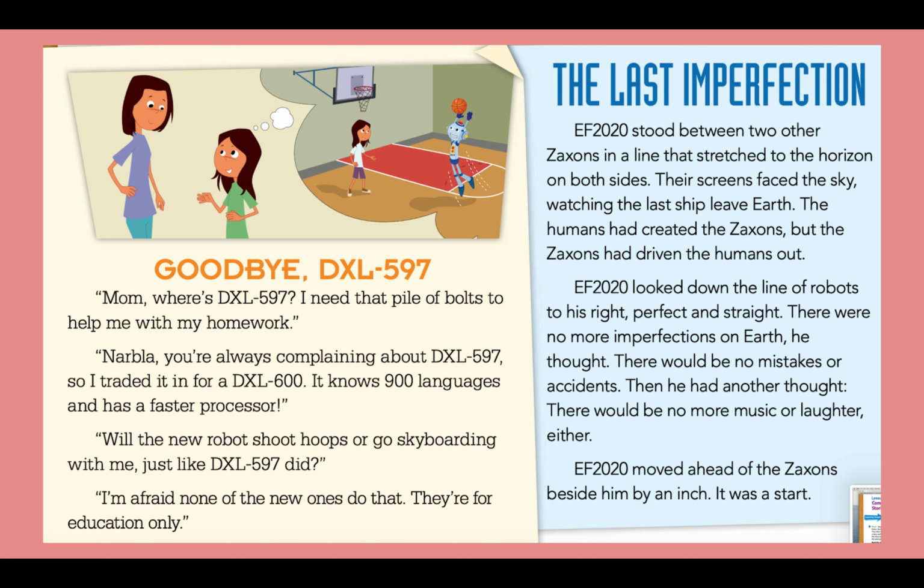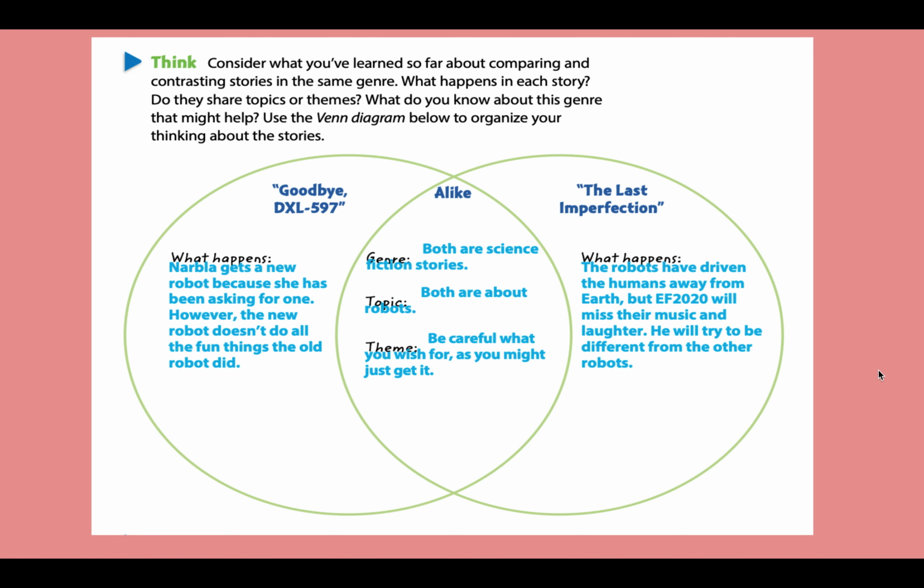It was a start. So it seems as though these Zaxxons took over Earth and moved the humans out, and they thought that this was a really good idea. But at the end of the story, you realize EF 2020 is moving a little ahead of a Zaxxon to make an imperfection. So it seems as though they're going to miss the mistakes that humans make. Now I'm going to take the information from both stories and place it into a Venn diagram to compare and contrast the similarities and differences.